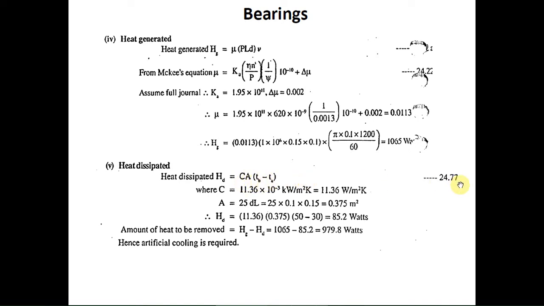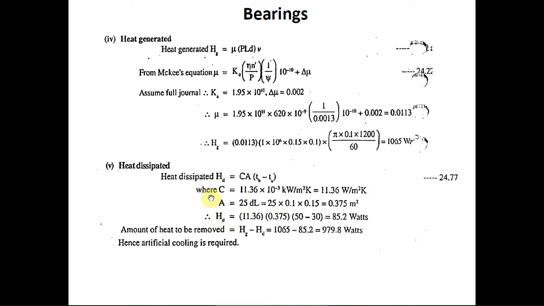Equation 24.77 you have to use. Where the C value is given there, 11.36 W/m² K. A is 25, D and L are given. D you know, L you know. Remember, everything must be in meters here. So then you find out HD.